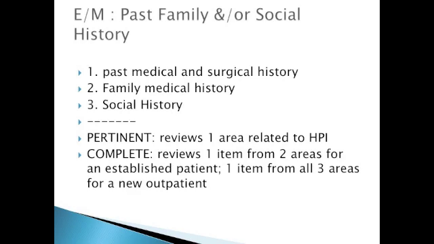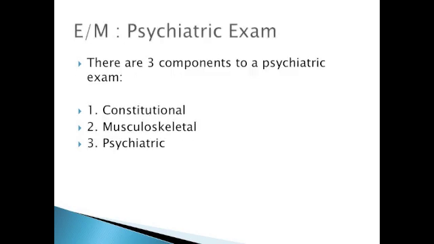A pertinent exam includes review of one area related to the past family or social history. That's a typographical error where it says HPI. And a complete review of the past and social and family history involves one item for two areas if it's an established patient, and one item from all three areas if this is a new patient.